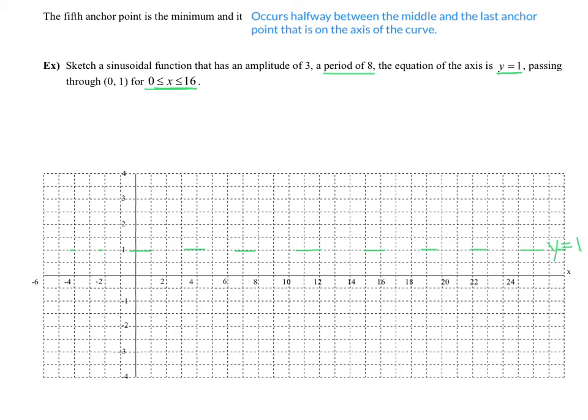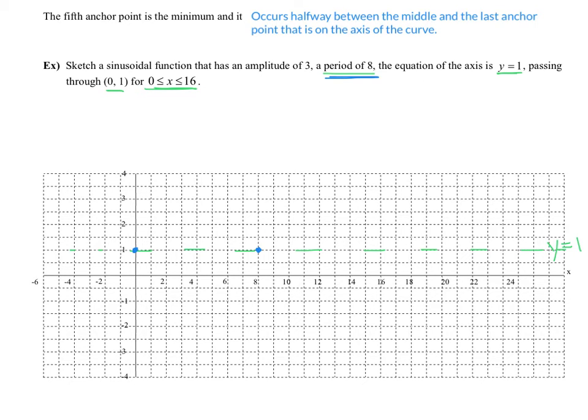It's going to pass through the point (0, 1). So (0, 1) will be the point right here. So that'll be my first anchor point. Now, the next thing I'm going to do is look at what the period is. The period is 8. So if my sinusoidal curve is starting at (0, 1), it's going to have to finish up one full cycle and be back at a y value of 1 at 8 because the period is 8. So now I have my first anchor point and my last anchor point.